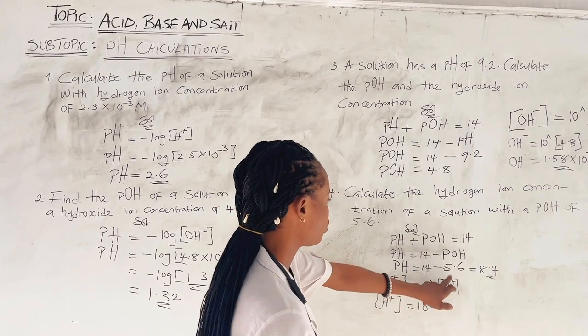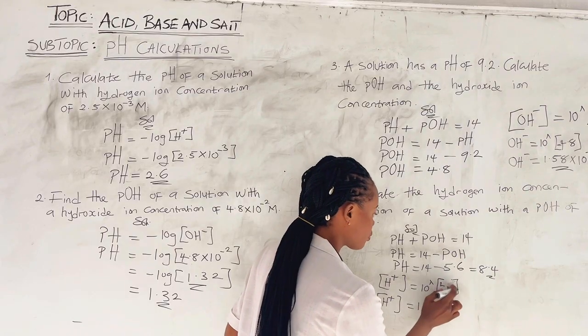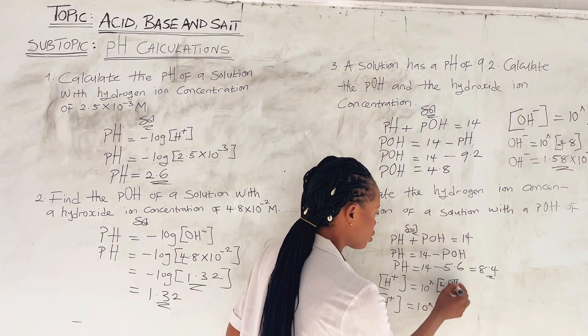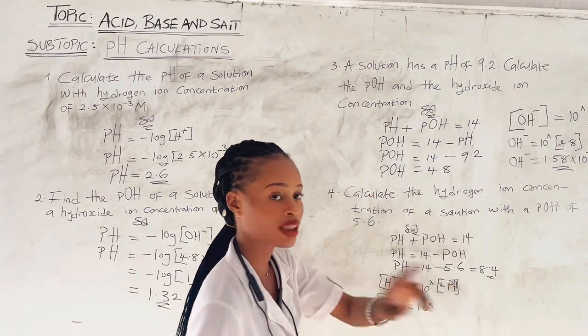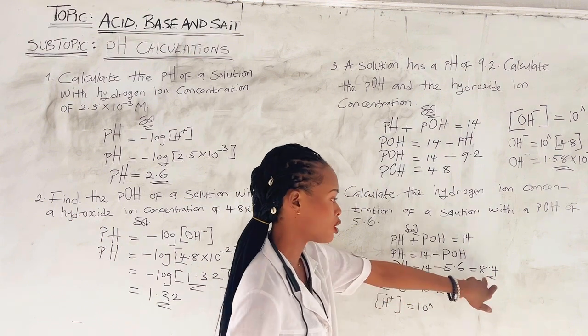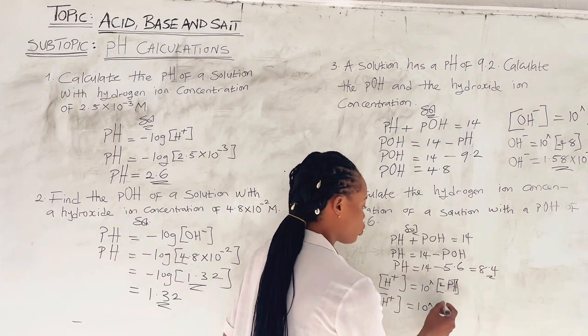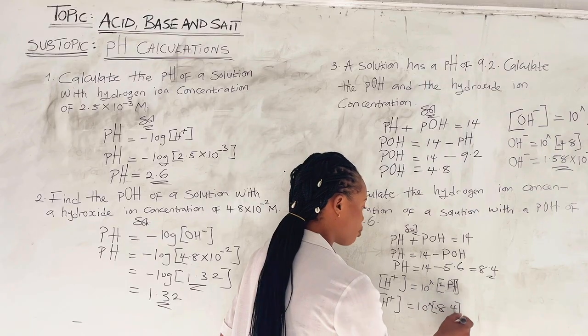Our pH, which we just calculated. So minus pH. So what is in bracket is your pH, which was the value you just calculated for. So antilog of what? Your pH. And our pH, which you calculated for, is what? 8.4. So minus 8.4. Don't forget your minus sign.